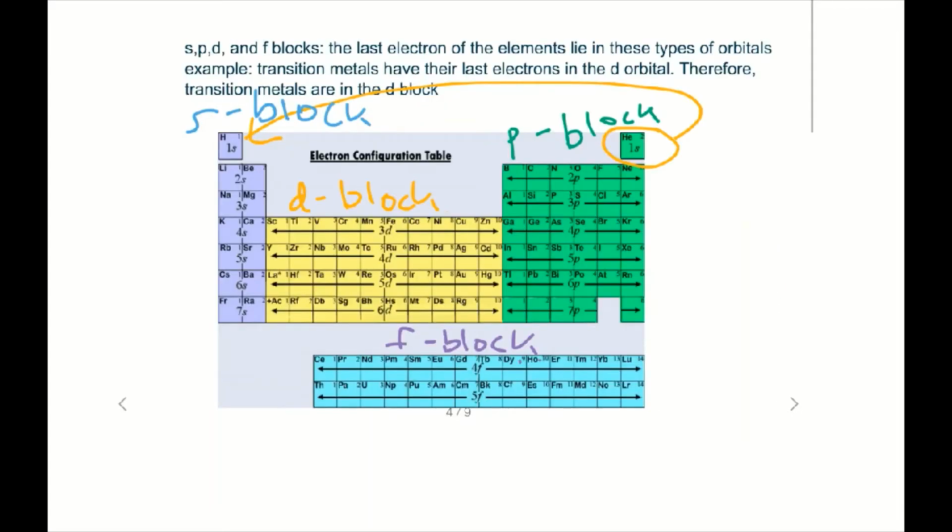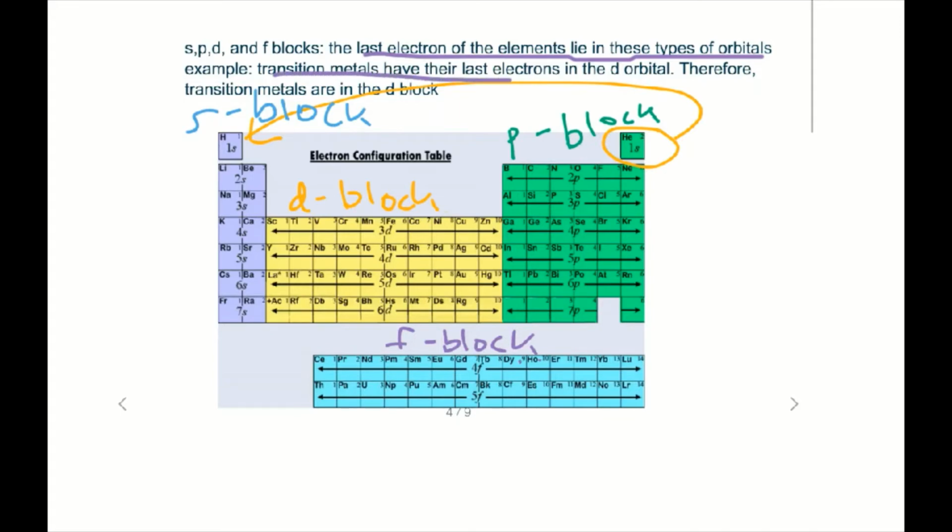We have what are called S, P, D, and F blocks. And these are located on the periodic table as shown here, and they are color-coded. And these blocks work basically by taking the last electron of the elements that lie in these types of orbitals. I don't think that makes sense when it comes out in words, but let's just look at an example and it will make sense from there.